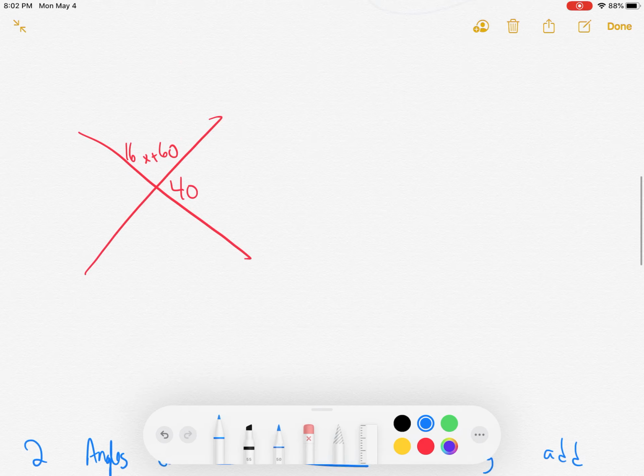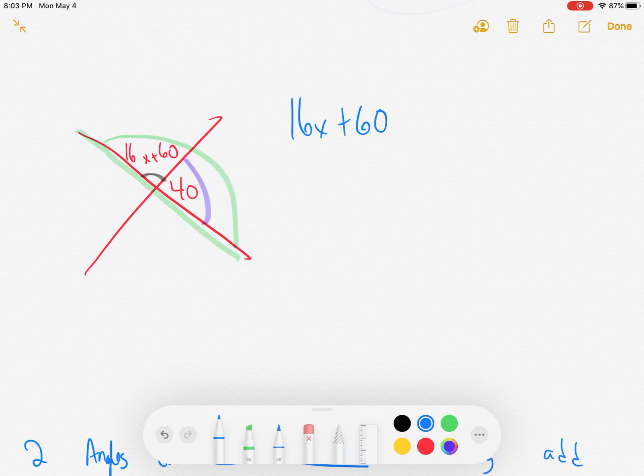Okay. Next up, we're still solving for x. This one, again, we have the black angle and we have the purple. And together, those form this straight line. They form this straight green line, and then that green angle is going to be 180 degrees. So we can say 16x plus 60 plus the red one, which is 40, equals 180.